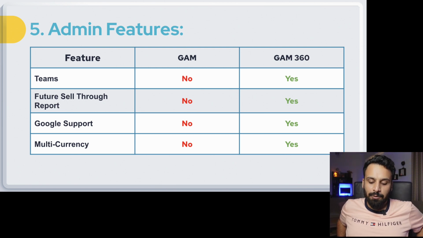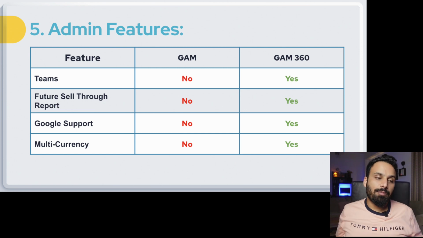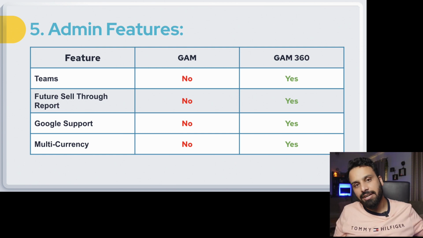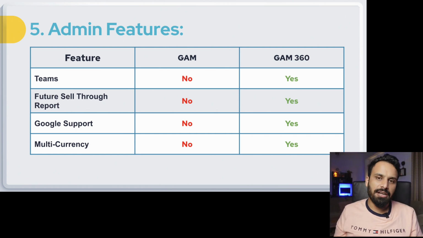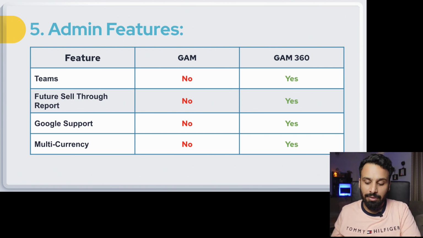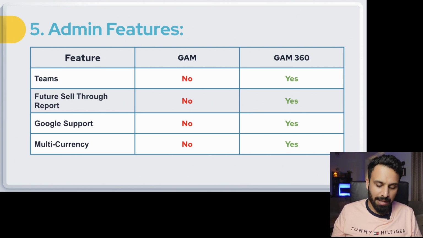The second feature is the Future Sell-Through Report. This kind of report gives a publisher an idea about how many impressions they should expect in the next 90 days. It ideally gives a report daily based on the previous trends and a lot of considerations. So Google Ad Manager predicts how many impressions you have available for the next 90 days, day by day, so that you don't oversell or undersell. This is called the Future Sell-Through Report, which is available in the 360 version and not Google Ad Manager.